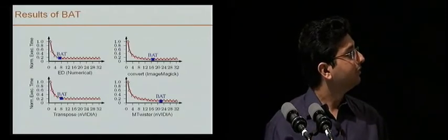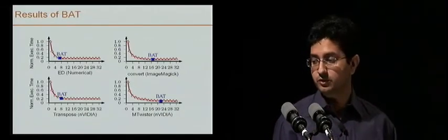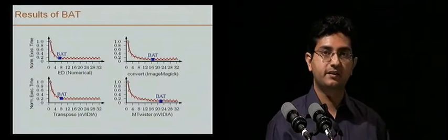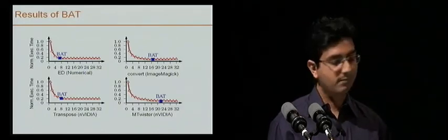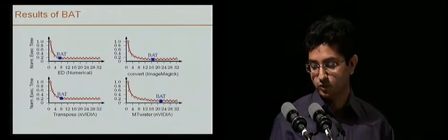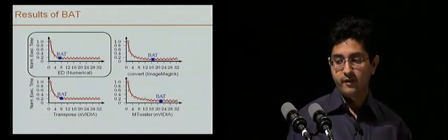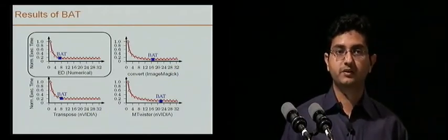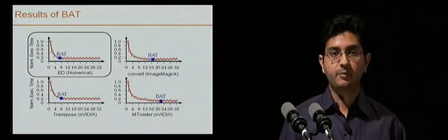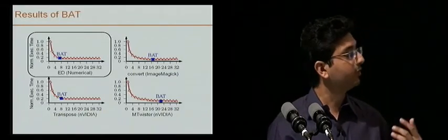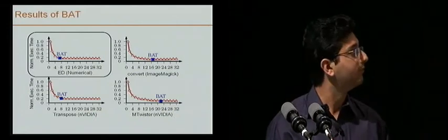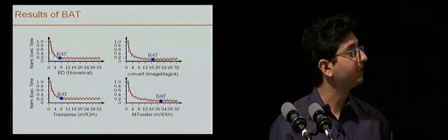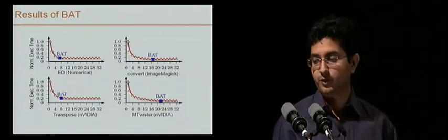Here we show execution time of 4 bandwidth-limited workloads. The y-axis is the normalized execution time with respect to one thread, and the x-axis is the number of threads. The blue dot represents the number of threads chosen by BAT. In case of ED, the bandwidth utilization is 14% when a single thread is used. Therefore, BAT predicts 7 threads, which is close to the number of threads required to saturate performance. Similarly, for convert, transpose, and mTwister, the number of threads chosen by BAT are similar to the number of threads required to saturate performance.